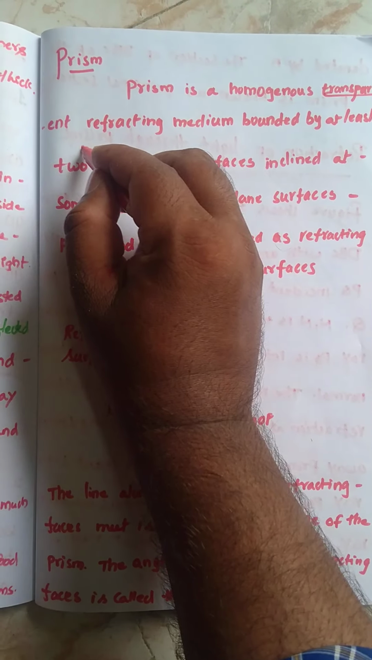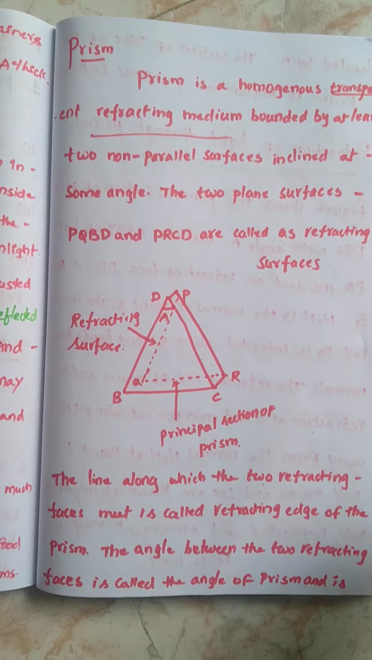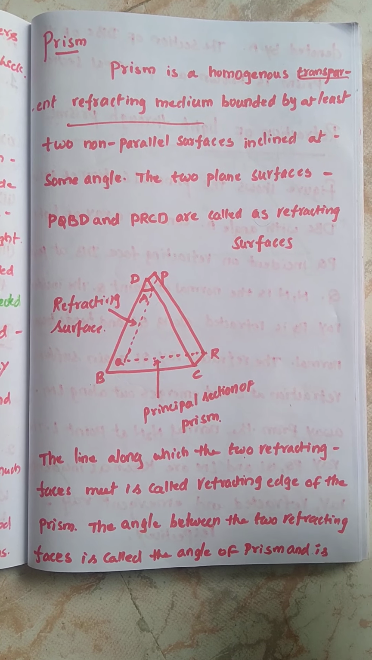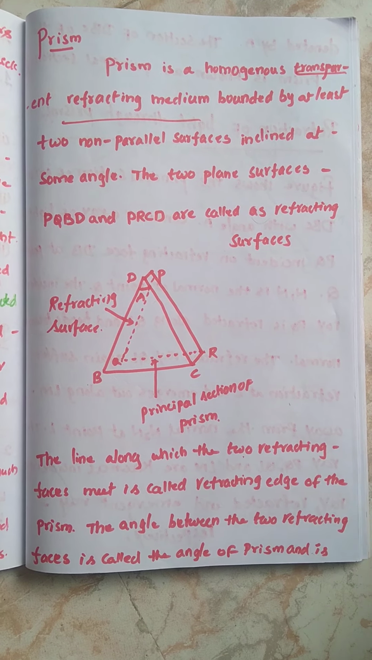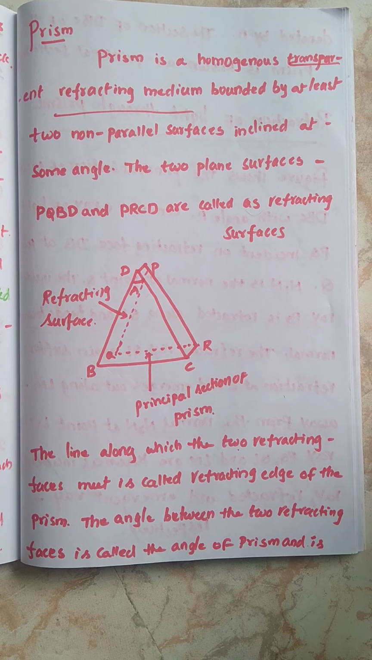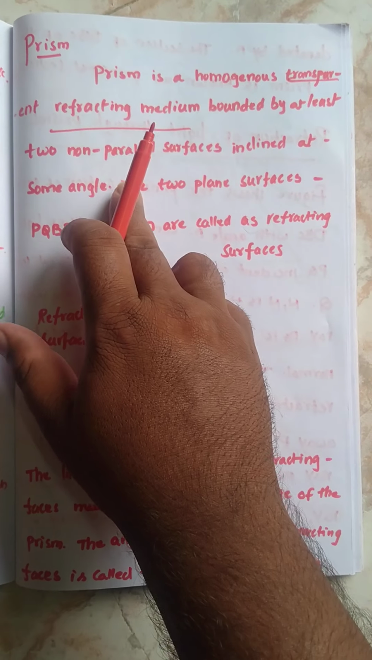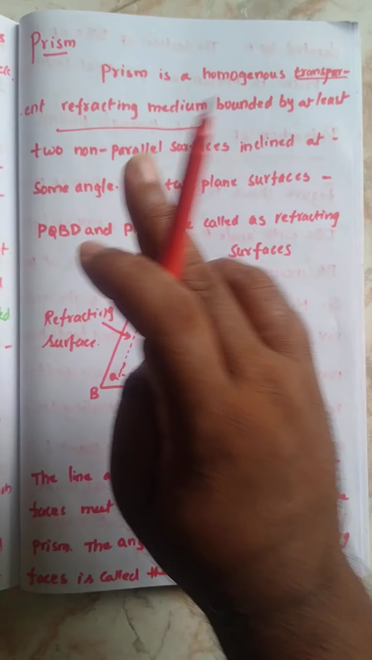And dear students, how we define a prism: actually, a prism is a homogeneous transparent refracting medium. Why? Because it is a transparent object. It allows light from one side to another side. It is not translucent. It is not opaque also. It is a transparent refracting medium.